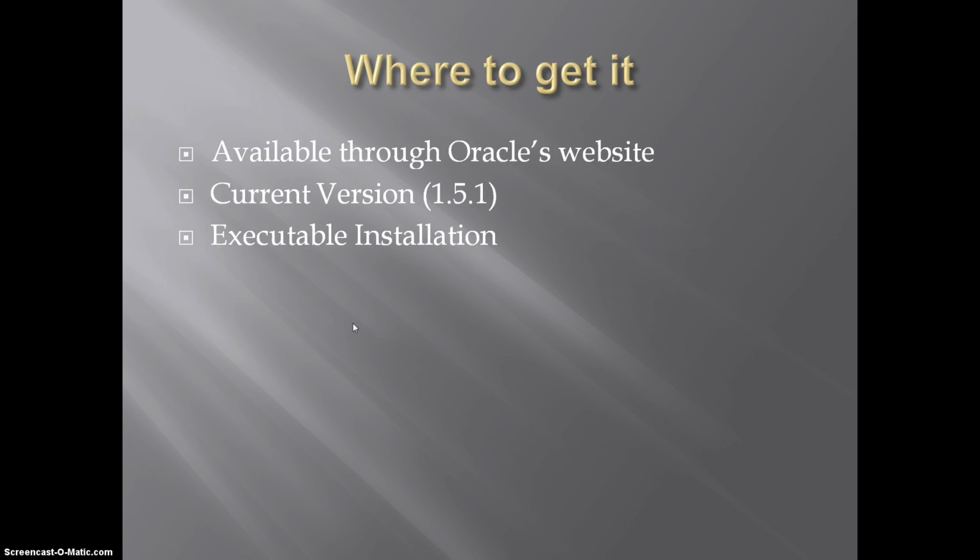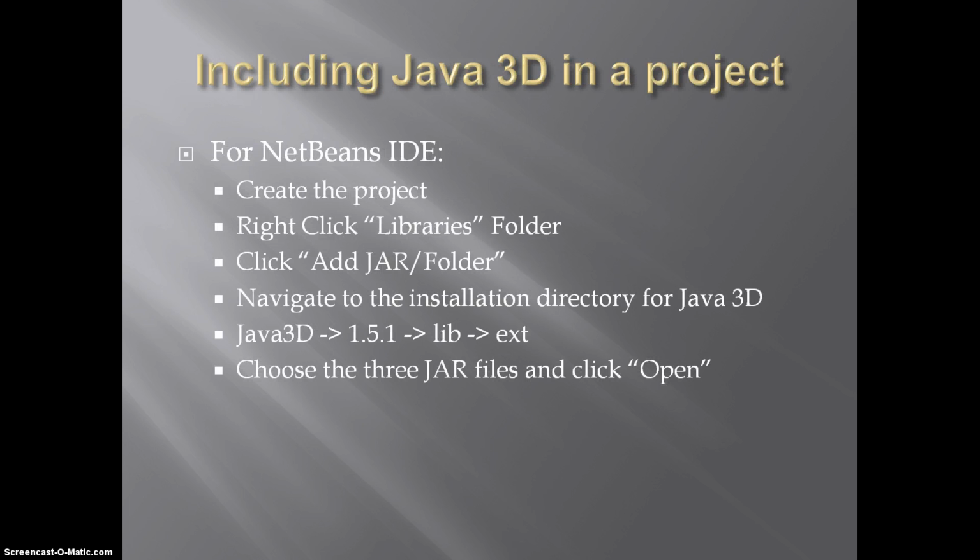Now, the Java3D API is available through Oracle's website, and I'll include a link in the description. The most recent version as of this video's record date is 1.5.1, and the installation comes in the form of an executable that will guide you through installation. So once you have the API downloaded, you'll want to include the jar files in your project. Now, jar is short for Java Archive, which is similar to a zipped file. The jar files are what contain all the class files needed for you to reference the API, similar to DLLs.